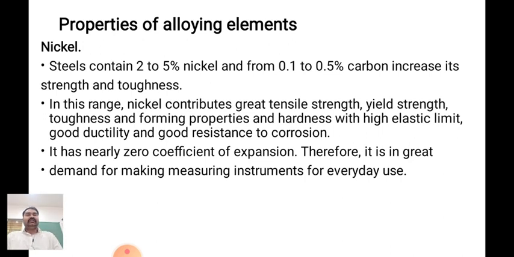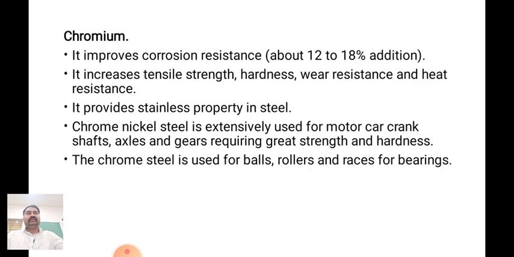That's why steel containing nickel is used for manufacturing of measuring instruments. Means whatever the measuring instruments such as a metal rule or a metal scale, some different gauges or measuring instruments are manufactured by using steel containing nickel. Okay, this is regarding the properties and applications of nickel. Then next, chromium is the alloying element.